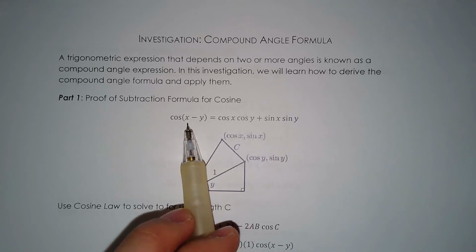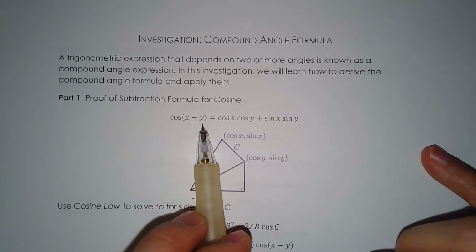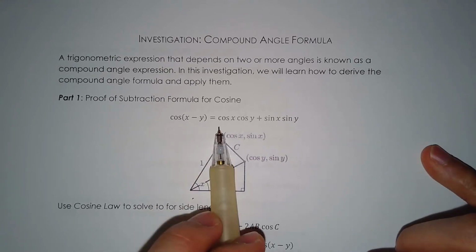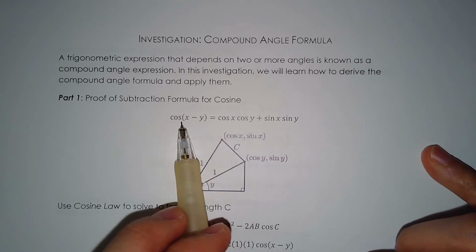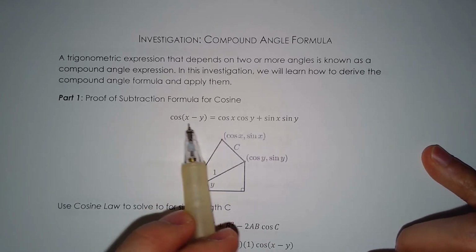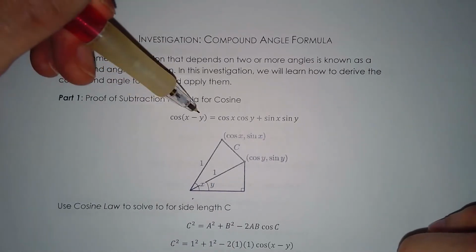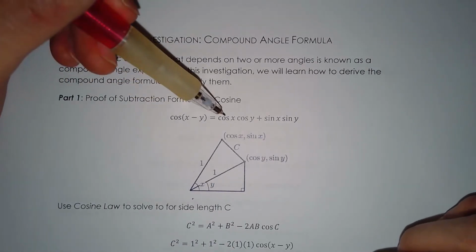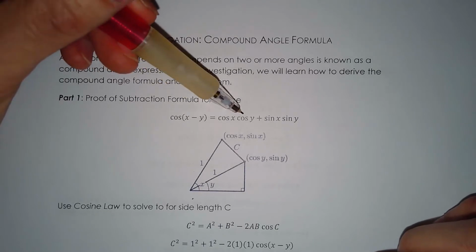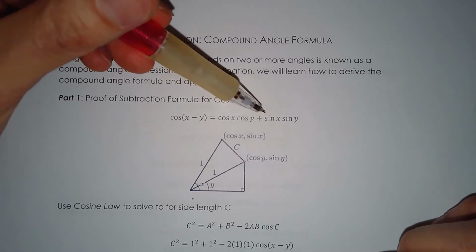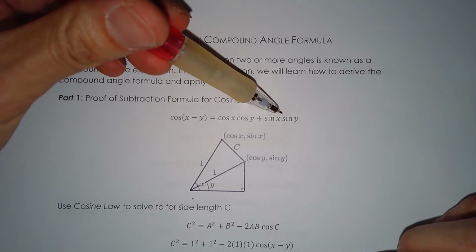Now, please don't say cos of x minus y equals cos x minus cos y, because a lot of students apply the distributive property here, but that's definitely not true. Cos of x minus y is actually equal to cos x times cos y plus sine x times sine y.